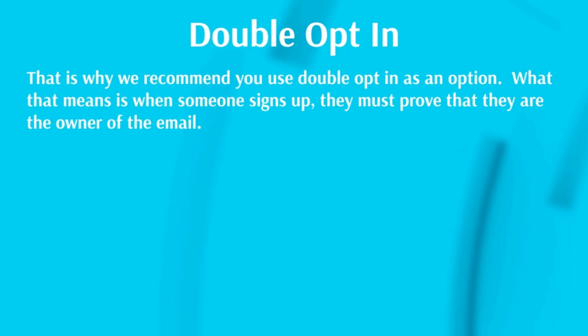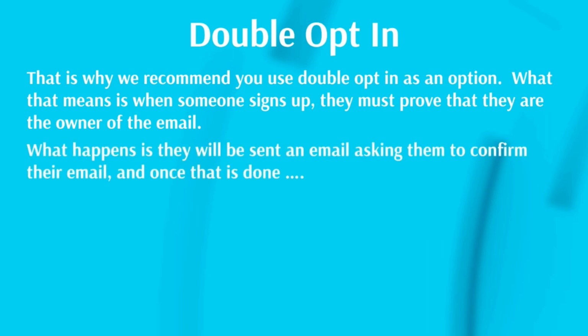Here's what double opt-in is. Double opt-in is when somebody signs up, and let's use the example before where they fill in their name and email address on your landing page and they click submit. Now, at this point, they're not going to be added to your list. They're going to be added to a sort of pending list. Now, what they have to do in this case is they have to prove that they are the owner of the email. So what happens is they get sent an email asking them to click a confirmation link. And when they click that, and once that is done, then of course they're added to your email list.